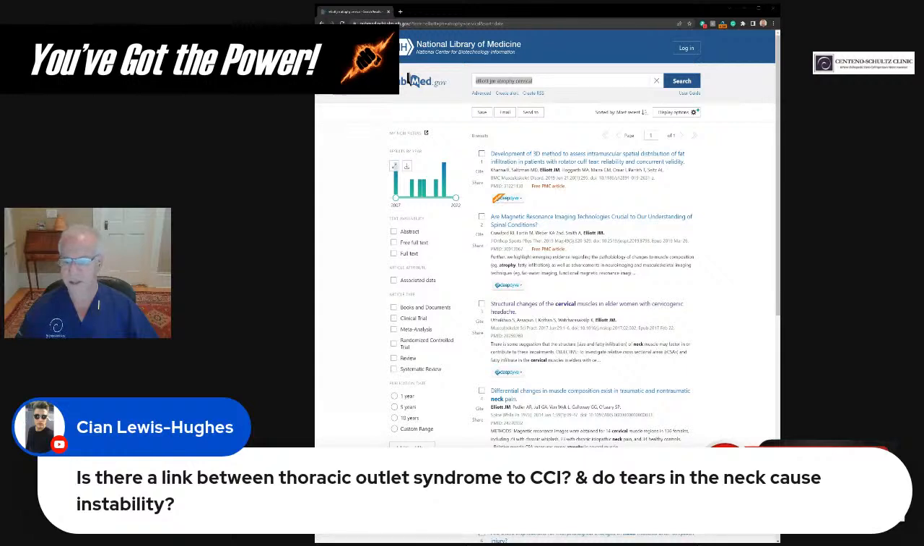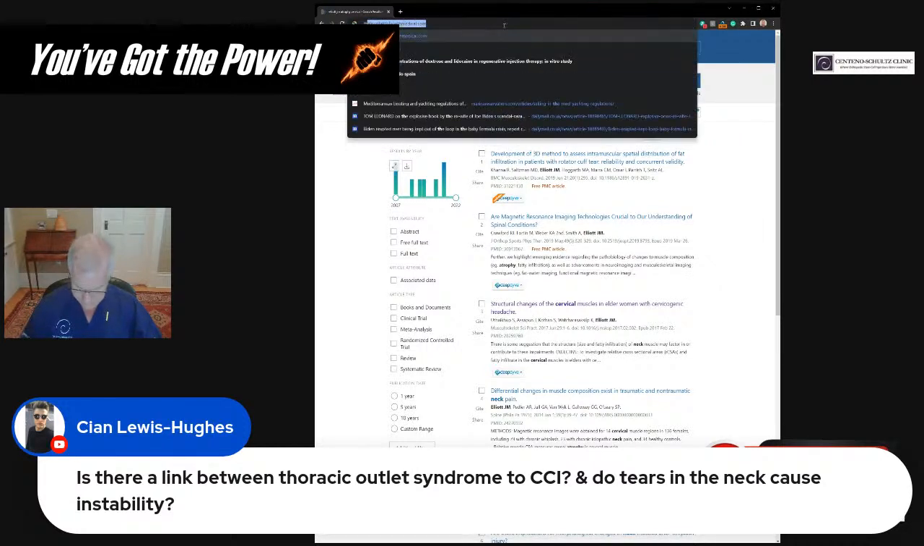Sian, is there a link between thoracic outlet syndrome and CCI? Yes, there is, because remember, thoracic outlet syndrome, and I'll see if I can put it up here.